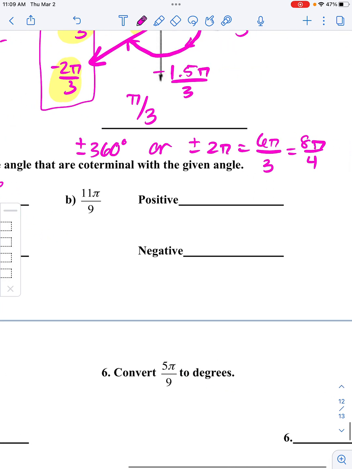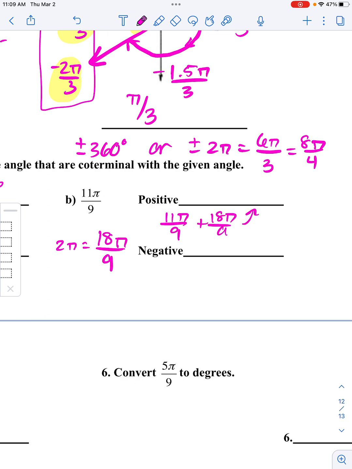Here I have to do the same thing. I have to add and subtract 2 pi. Well, what's 2 pi going to look like if you have a 9 on the bottom? The top always has to be 2 times that, because 18 over 9 will reduce to be 2 pi. So I'm going to basically be adding that trip around the circle, the 18 pi ninths. I'm going to add it to the 11 pi ninths and get 29 pi ninths.